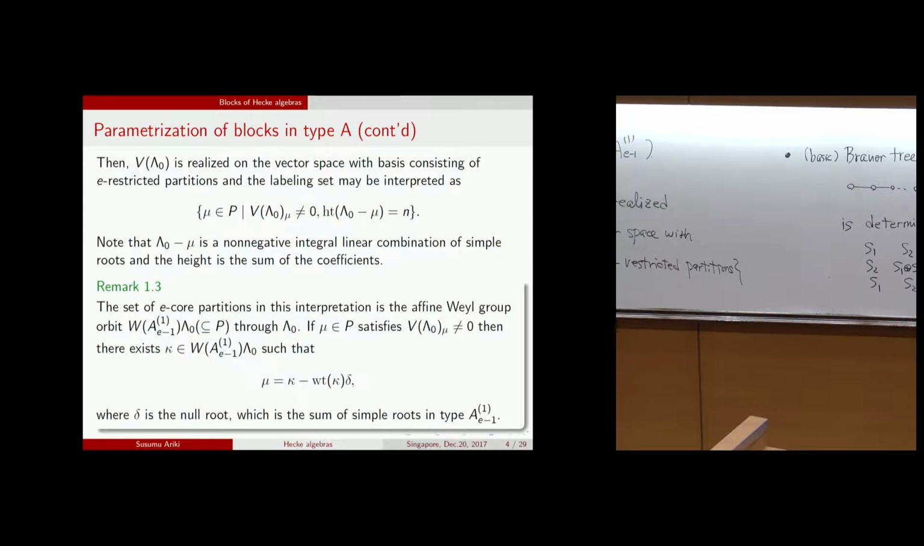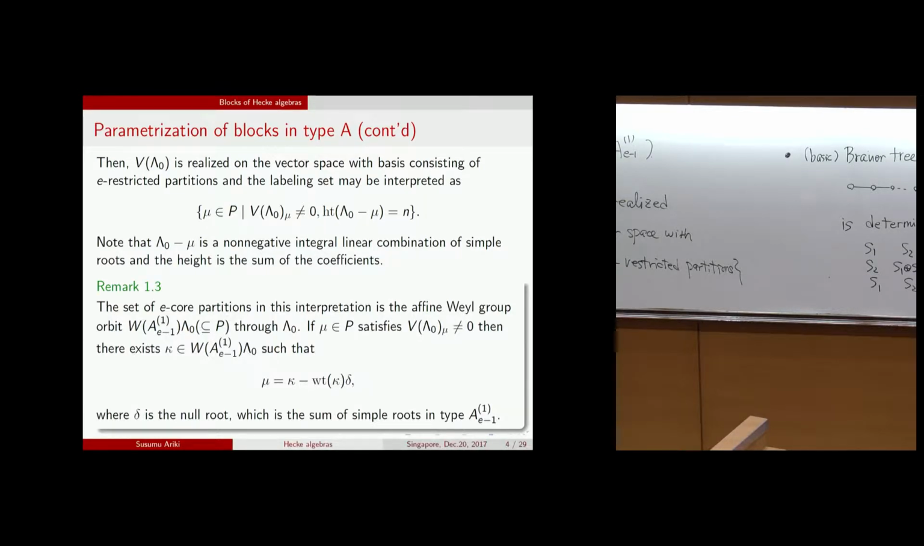And so if we realize V(lambda 0) on the vector space with basis consisting of E-regular partitions, then the weight space V(lambda 0)_kappa is one-dimensional, and it consists of the E-core. So this weight uniquely defines the E-core, and this matches with the classical abacus notations.